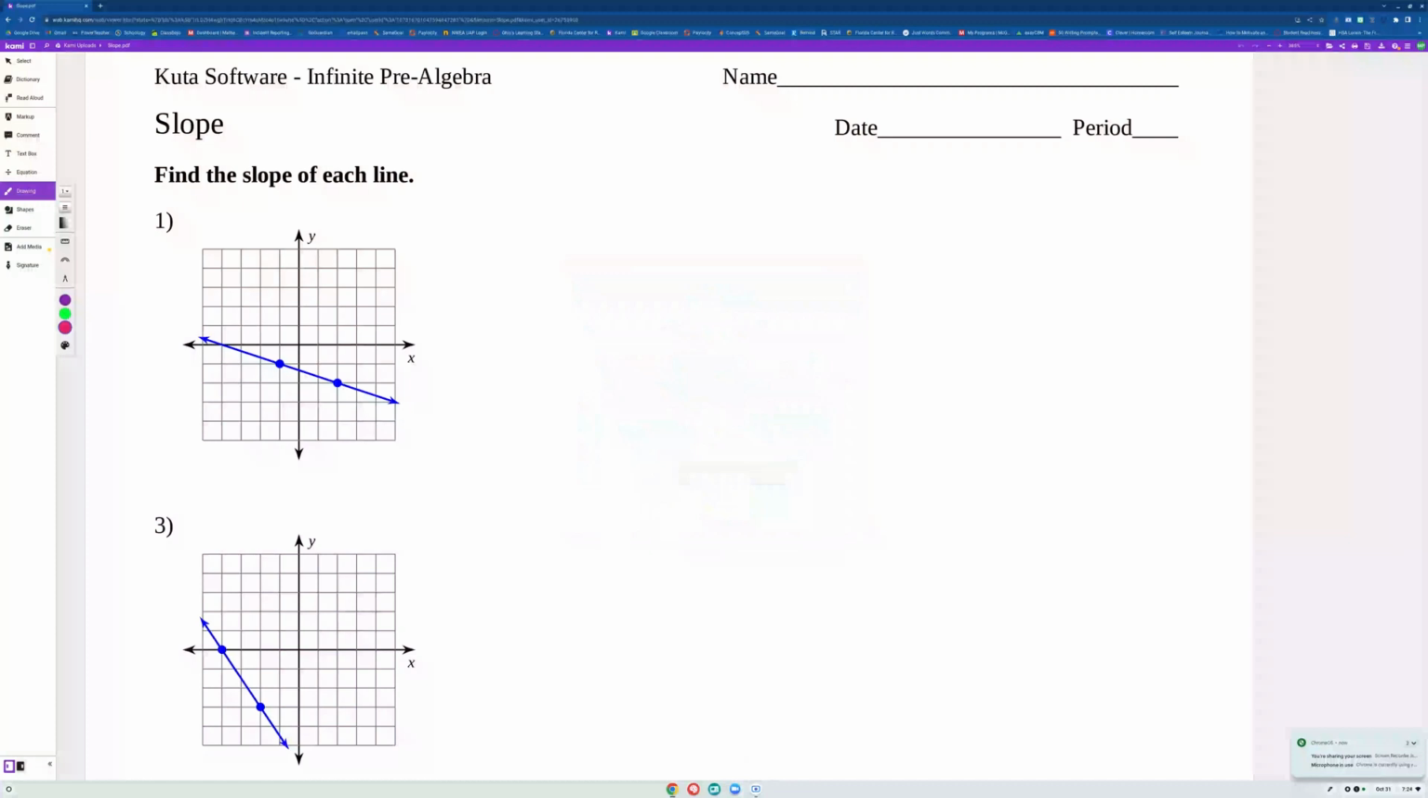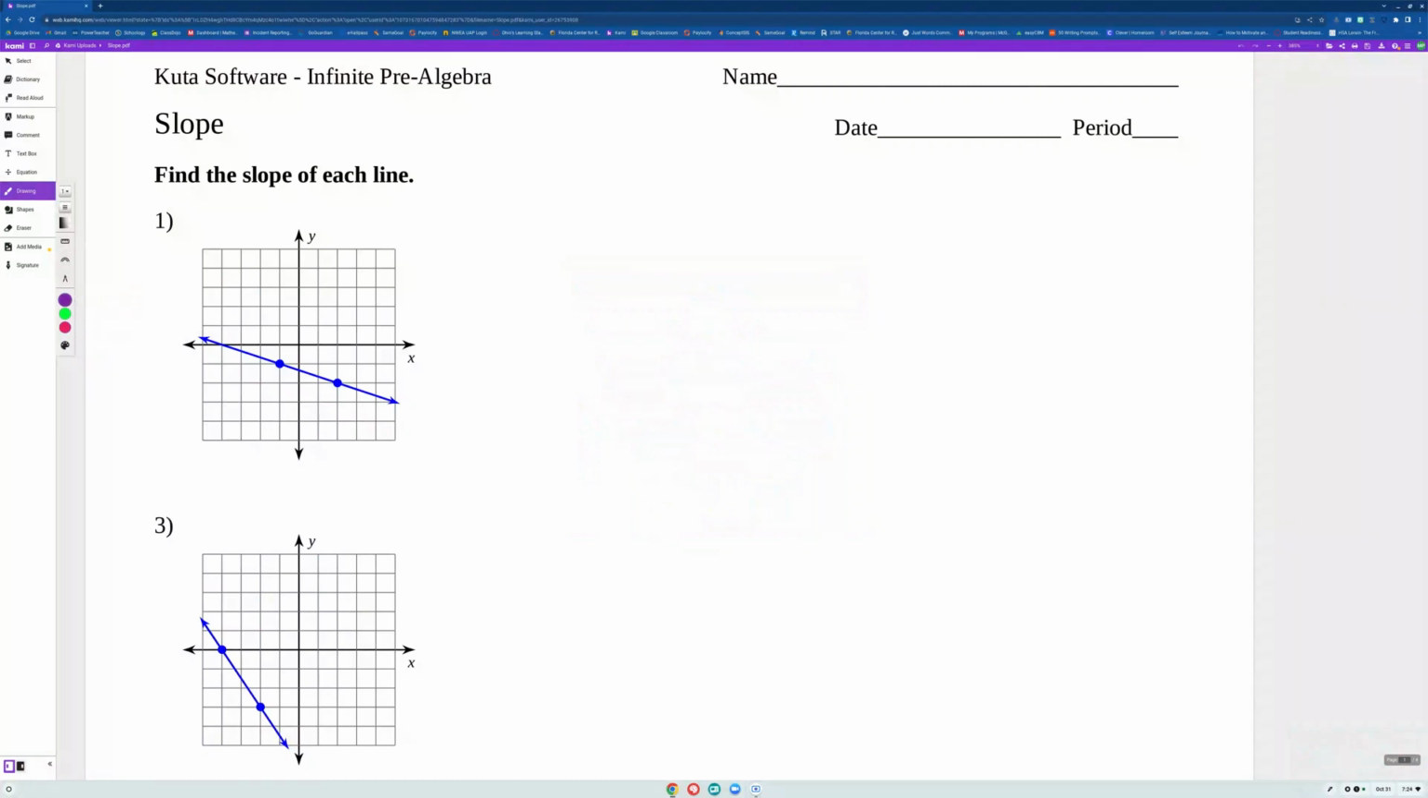All right, guys, so we're going to go ahead and review how to find the slope. So the very first thing that I need to know is what is the slope? So slope is just how steep a line is on a graph. So to do this, all we need to do is find two ordered pairs.